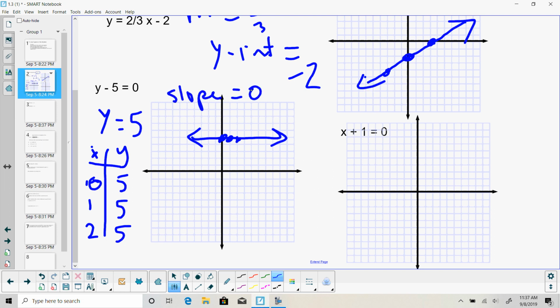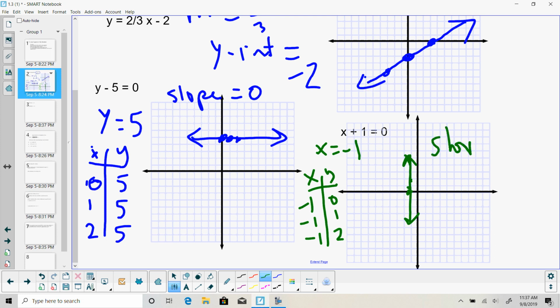What about this one over here? If I take x plus 1 equals 0 and I subtract 1 from both sides, I get x equals -1. That one is going to be a vertical line. You could test that if you want with ordered pairs. Just fill in -1s for all the x's and whatever you want for the y's. We'll have -1, 0, -1, 1, -1, 2. And so our graph is going to look like this vertical line here. Vertical lines have an undefined slope. So slope here is undefined.